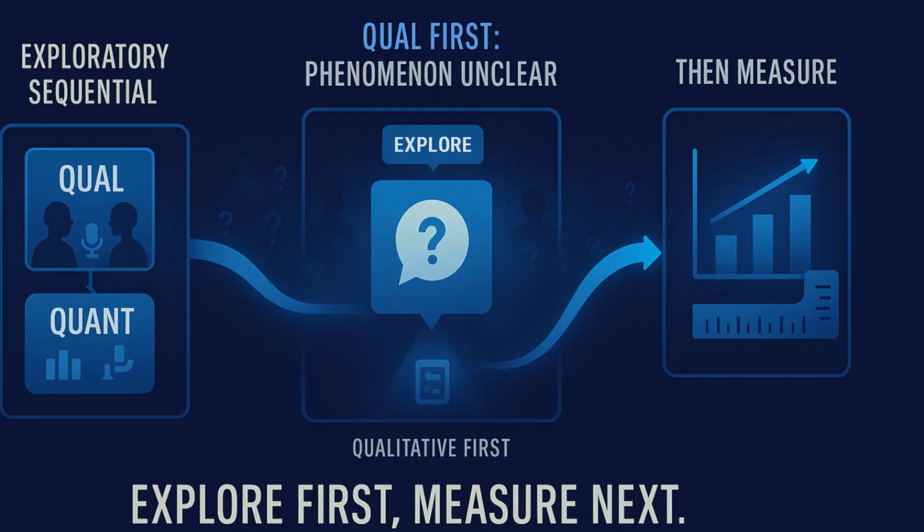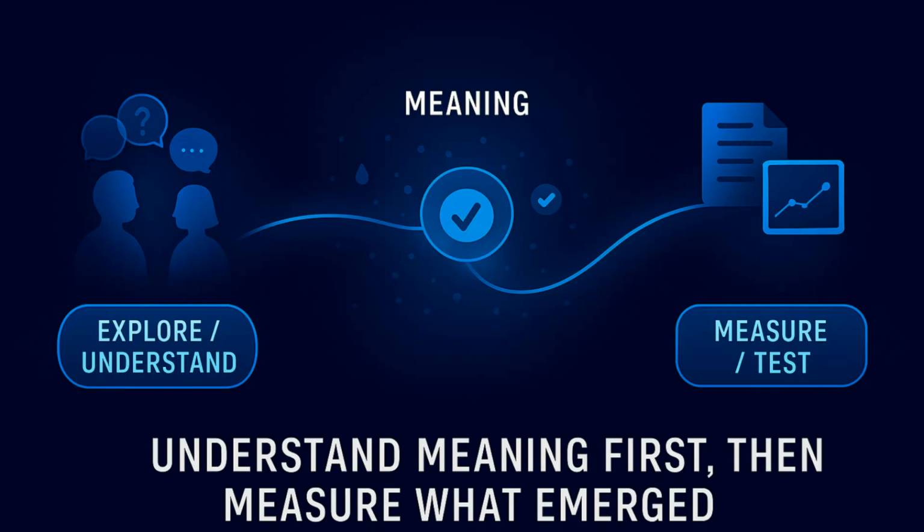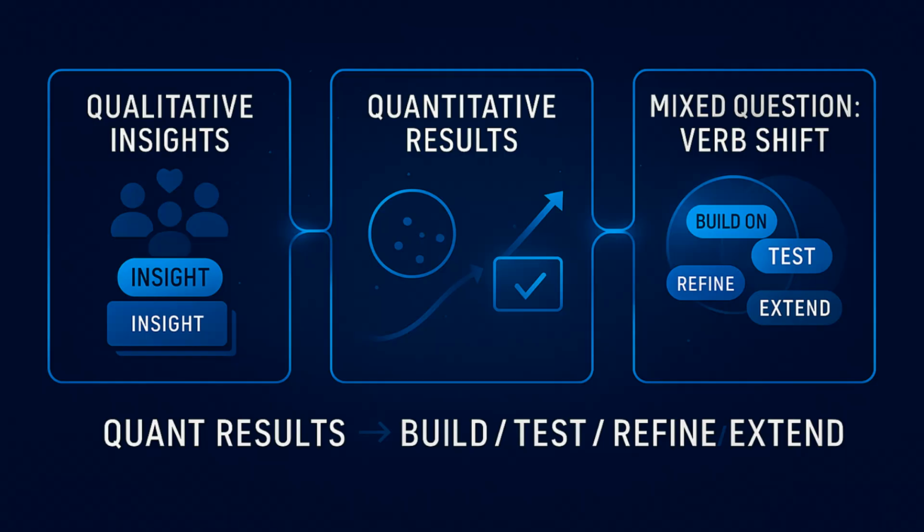If your design is exploratory sequential, the order is reversed. In this design, the qualitative question comes first because the gap reveals that the field does not yet understand the phenomenon well enough to know what should be measured. You cannot build a survey or test a relationship until you understand the meaning of the experience. Your qualitative question explores or understands something that has not yet been conceptualized. The quantitative question comes after that because it measures or tests what emerged from the qualitative findings. And the mixed question asks how the quantitative results help build on, test, refine, or extend the qualitative insights.